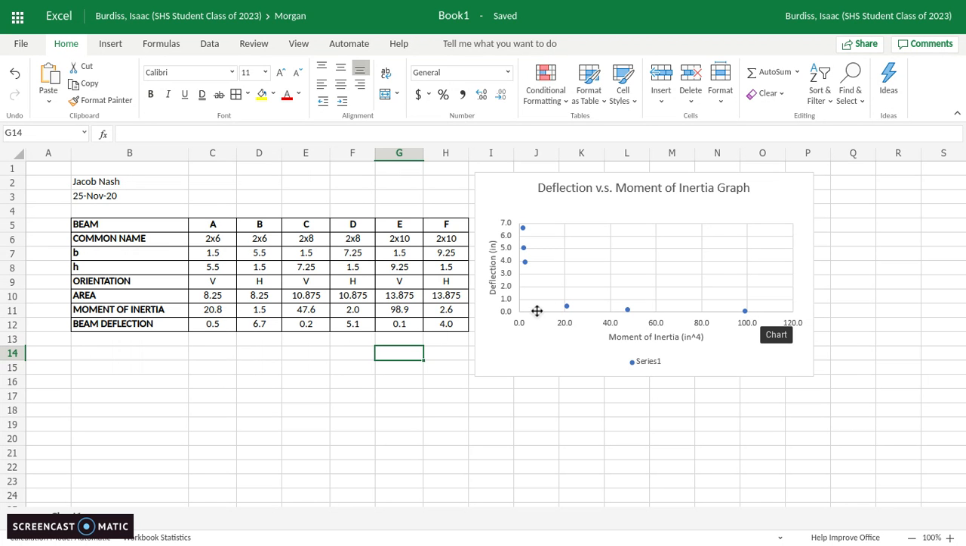That's what it is. Then how could you increase the moment of inertia of a beam without increasing its cross-sectional area? Well, we found out that the moment of inertia was higher when it was vertical. So if you change the orientation to vertical, the moment of inertia is way higher. So same beam, but when it's vertical, has a higher moment of inertia.